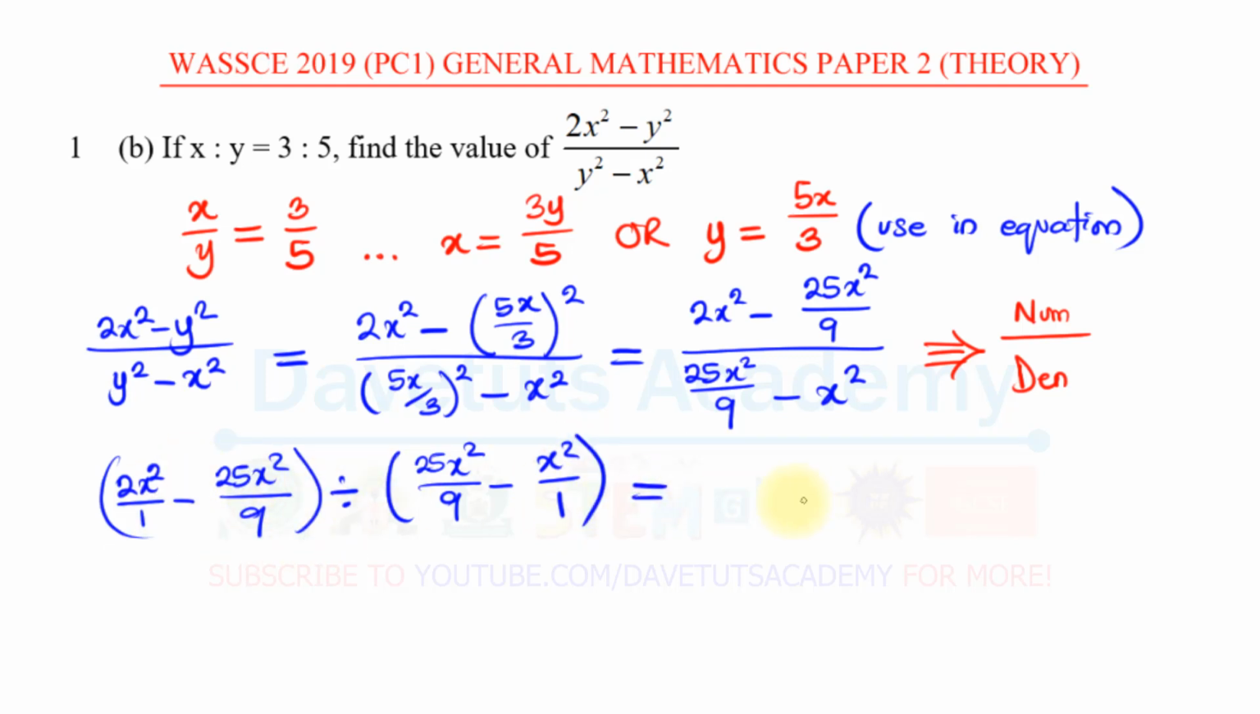So in the first case, 9 is the LCM for this. 9 divided by 1 is 9. 9 times 2s squared is 18s squared, minus 9 divided by 9 is 1. That 1 times 25s squared is minus 25s squared. All of these divided by the same thing I'm going to do here.